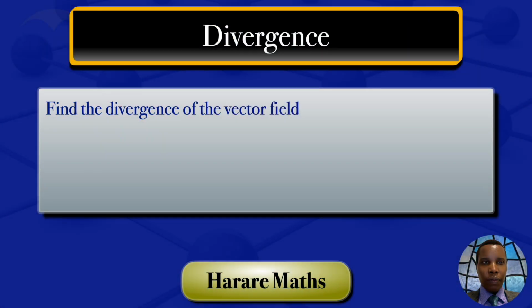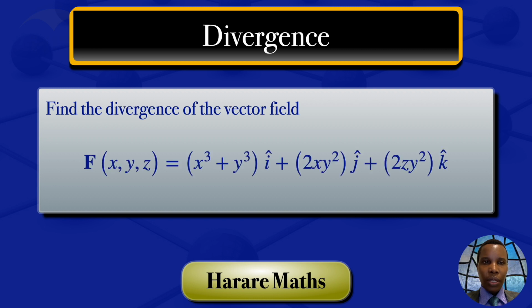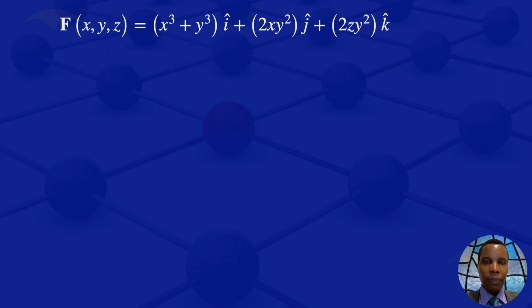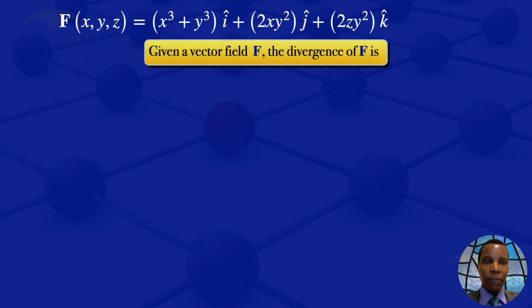In this video, I'm going to find the divergence of the vector field F, which is equal to (x cubed plus y cubed) i plus 2xy squared j plus 2zy squared k. So given that vector field, to find its divergence, we know that if we are given a vector field F, the divergence of F by definition is the dot product of grad and F.